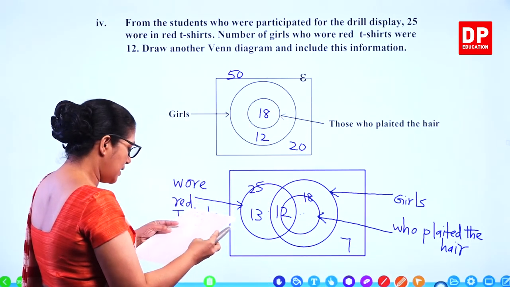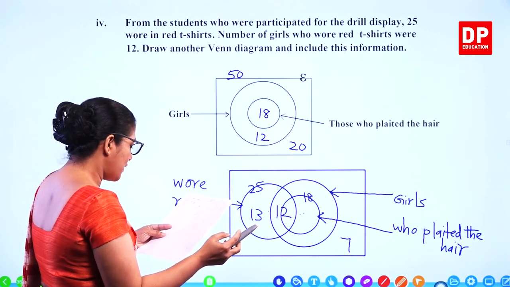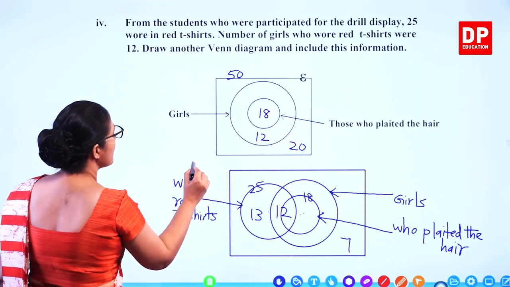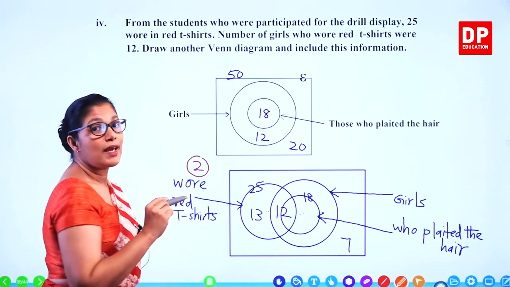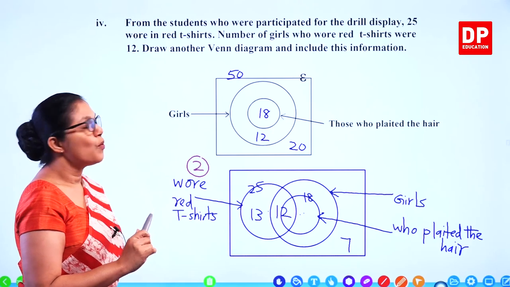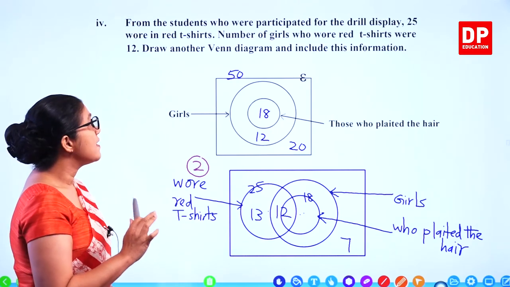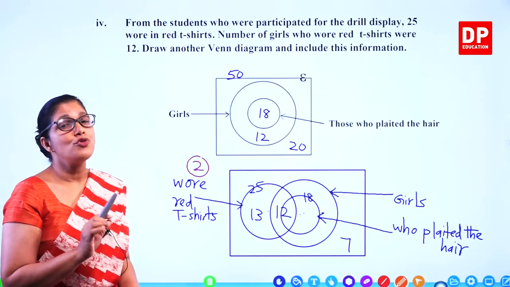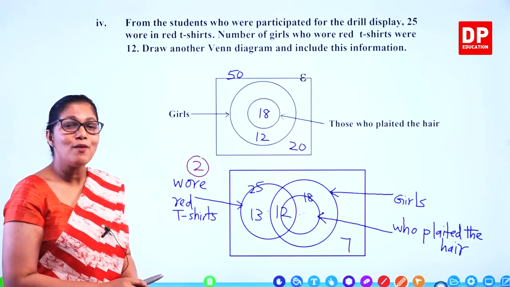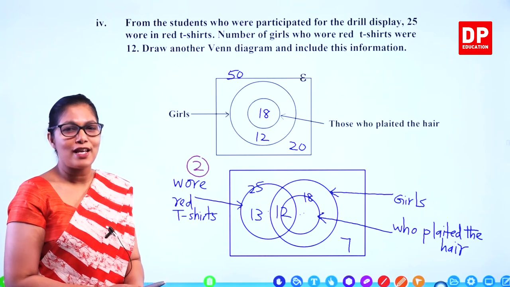Now we'll give marks for this one. So you are getting 2 marks for the diagram. This is 2 marks. So we gave all together 10 marks for the whole question. So this is the last question in paper 2. I hope that first you do the paper and then watch my video to check your answers.